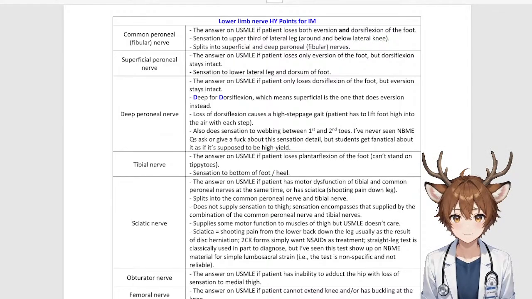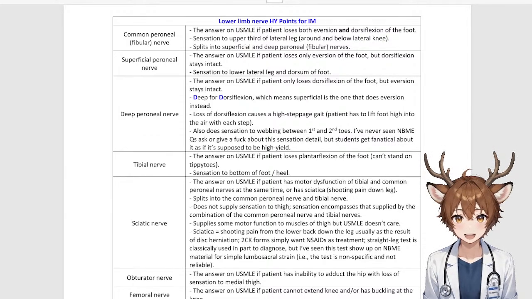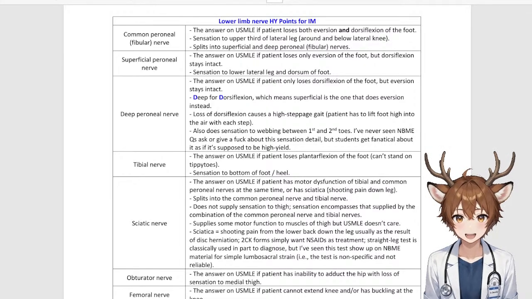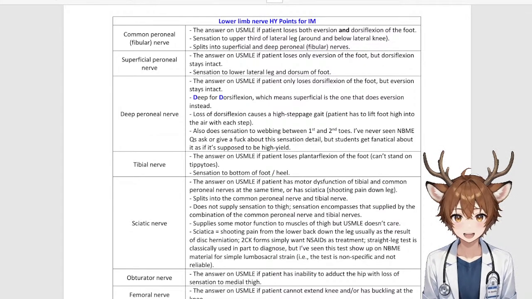Tibial nerve. The answer on USMLE if the patient loses plantar flexion of the foot, can't stand on tippy toes. Sensation to the bottom of the foot and heel. So remember, tippy toes, tibial nerve.